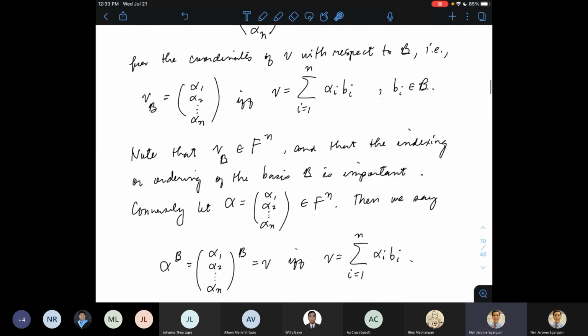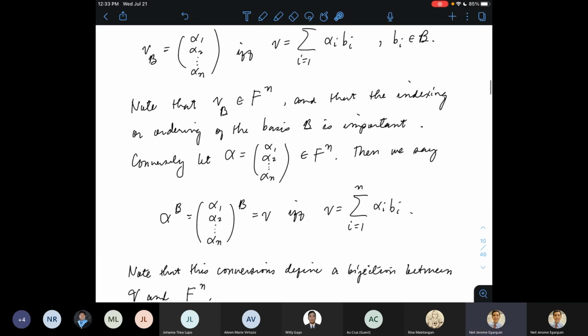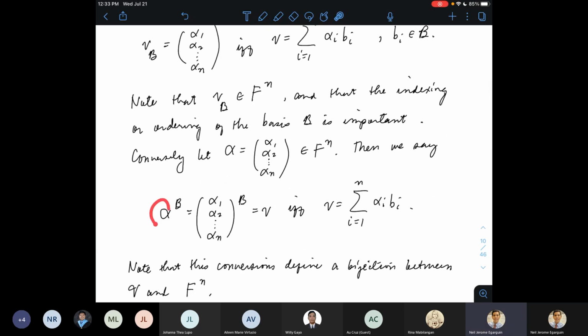And I have a spoiler here saying that the indexing for the basis is important. So we'll see that later in the next example. And conversely, if I have a set of coordinates, say alpha. So kung si alpha ay alpha 1, alpha 2, alpha n, tas gusto ko siyang i-convert dun sa vector, lalagyan ko lang siya ng superscript b. I use the superscript to be the basis name kasi nakadepende sa basis yung coordinates.